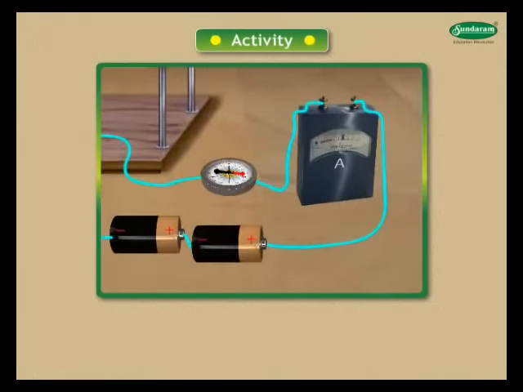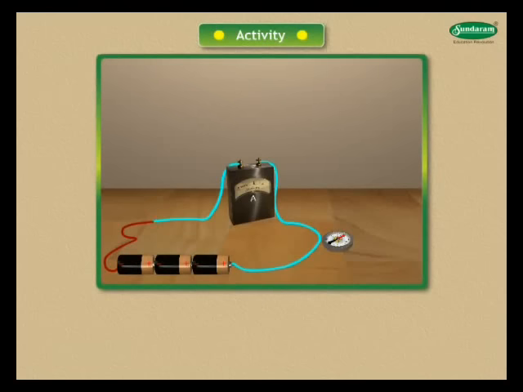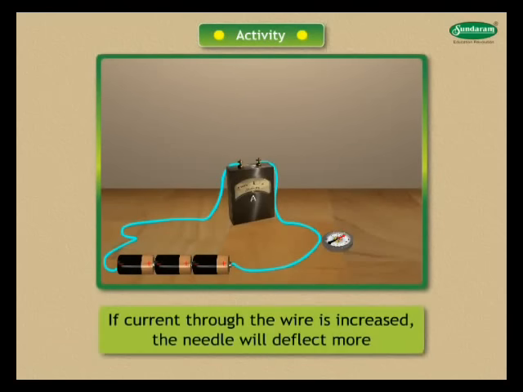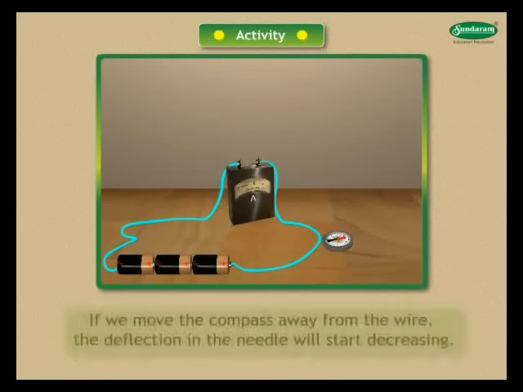Let us see about magnetic field due to current carrying conductor. In the above activity, if we increase the current through the wire, the needle will deflect more, and if we move the compass away from the wire, the deflection in the needle will start decreasing. Thus, 1. Magnitude of the field produced at a given point is directly proportional to the magnitude of the current passing in the wire. 2. Magnetic field produced by a given current in the wire decreases as the distance from the wire increases.